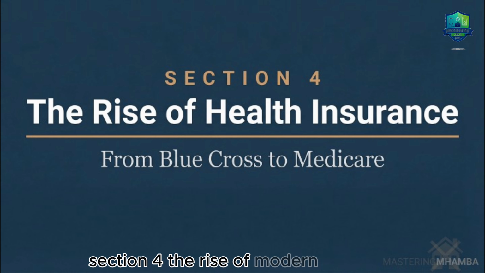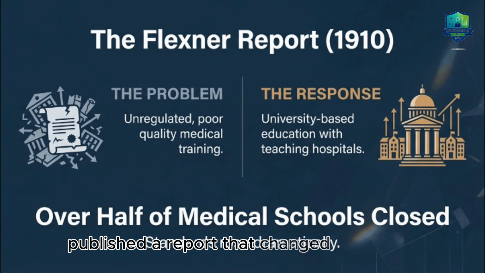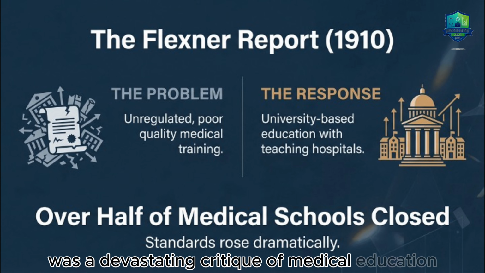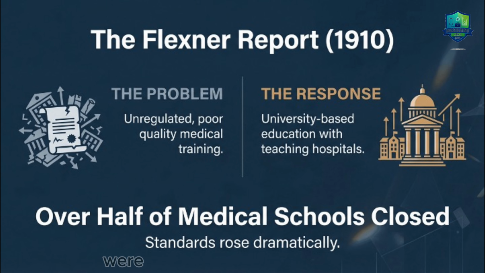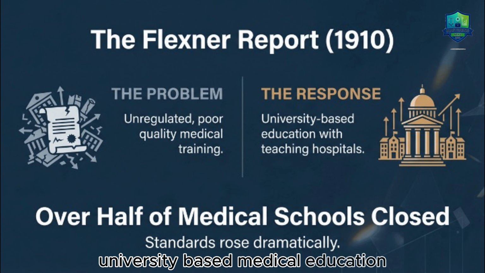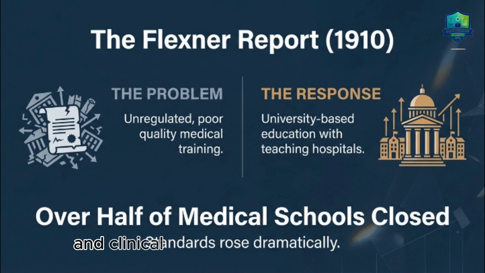Section 4. The Rise of Modern Medicine. The Flexner Report, 1910. In 1910, Abraham Flexner published a report that changed American medicine. The Flexner Report was a devastating critique of medical education in the United States and Canada. At the time, many medical schools were little more than diploma mills. Training was inconsistent. Standards were low. Flexner called for scientific, university-based medical education. Medical schools had to be affiliated with teaching hospitals. Students needed laboratory training and clinical experience.